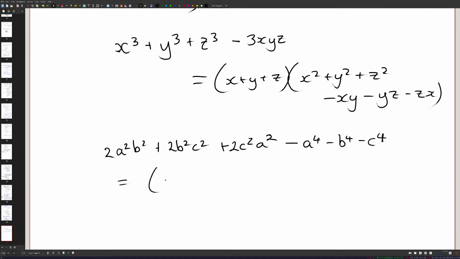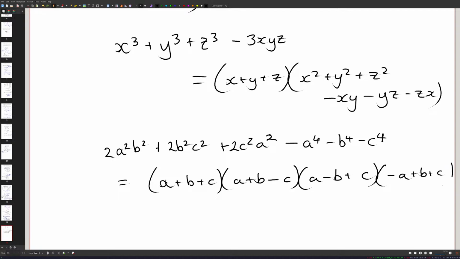This is A plus B plus C, A plus B minus C, A minus B plus C, minus A plus B plus C. Or something like that. These might have to be 4s or something. I think it's like this that it works, but it's possible I'm wrong. Let's see, we're going to have the A's and B's. I don't know. I don't want to check it. Yeah, it's quite horrible.